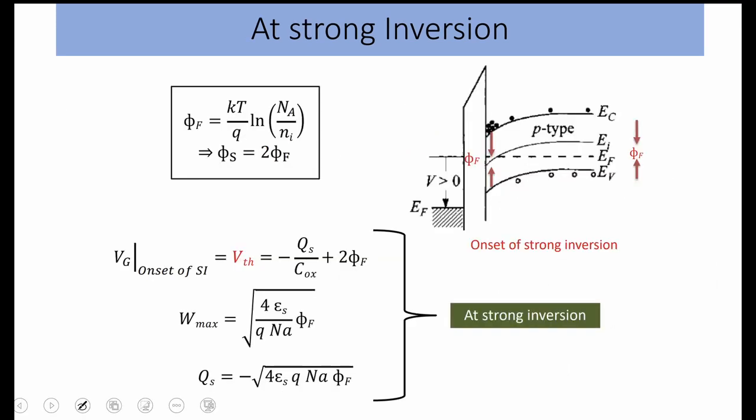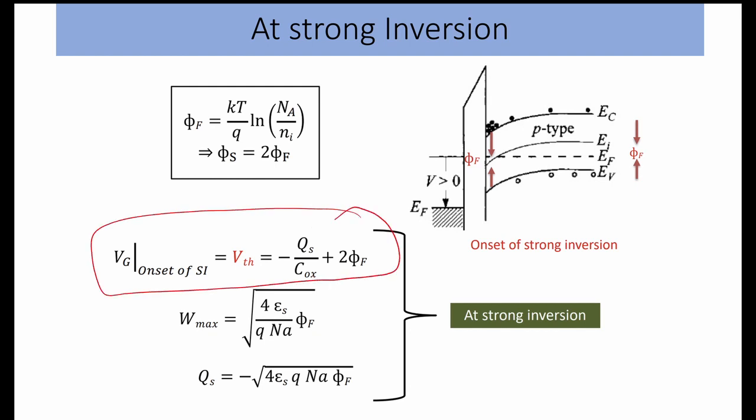Vt is the Vth. From this formula we can calculate phi f, and from phi f we can calculate the Wd max, the maximum depletion region width. And another thing, Vth we know, Qs.